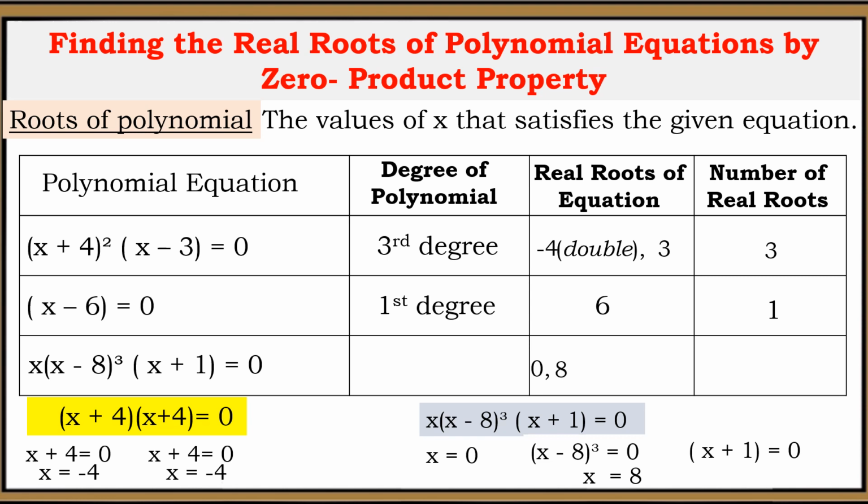Kaya lang to the third power siya. So, ibig sabihin, ilang beses ang 8? 3 times. Because dito tayo sa x plus 1 is equals to 0 or x is equals to negative 1. So, ilan lahat yung roots niya? Isang 0, tatlong 8, at isang negative 1. So, ilan lahat? So, therefore, the number of real roots is 5.